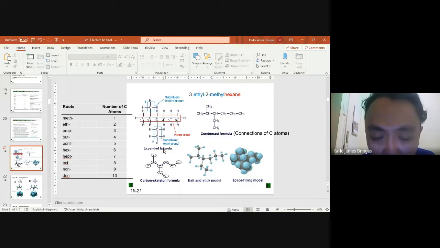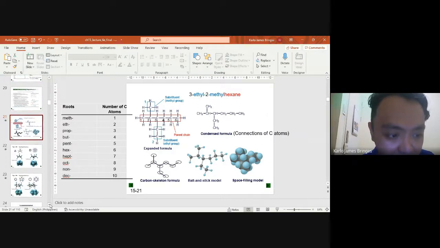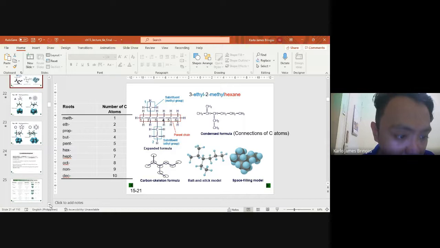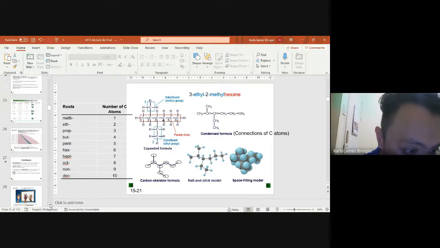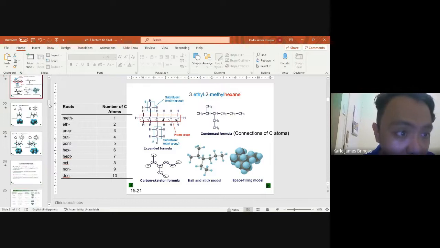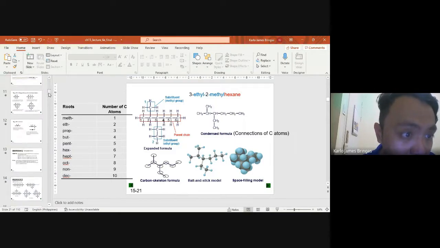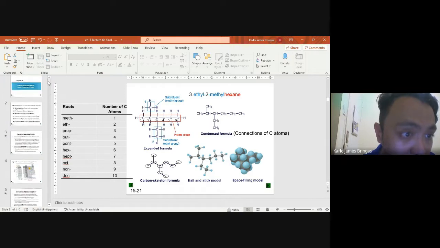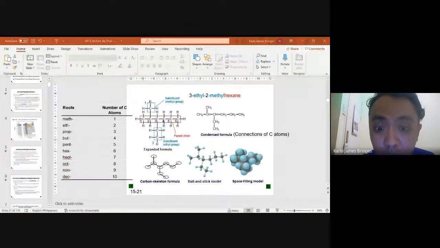So definitely out of the three, the expanded Lewis structure, the condensed formula, and carbon skeleton formula, ito siya pinakamadali na i-draw out of all of them. So that at least di ka na matagalan in drawing this one. So let's see if we have another example here. So let's say, let me find this particular example.